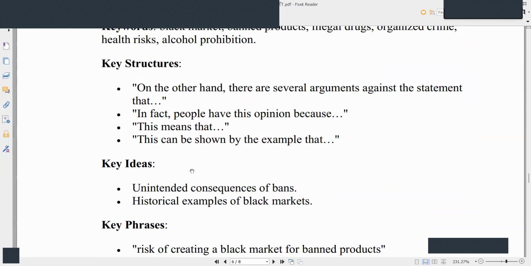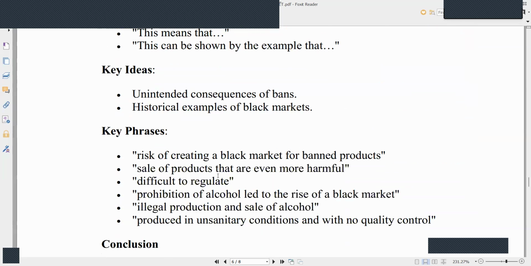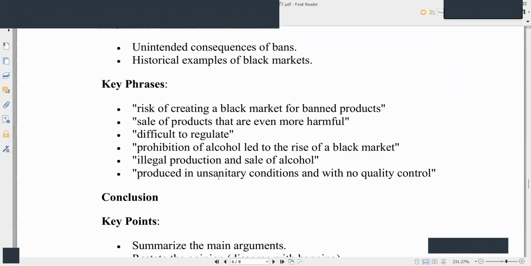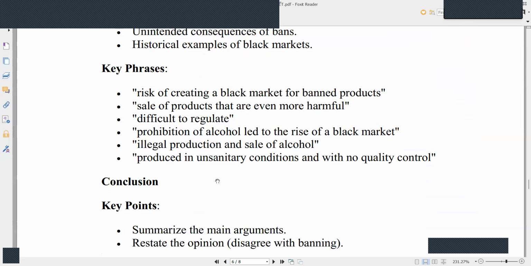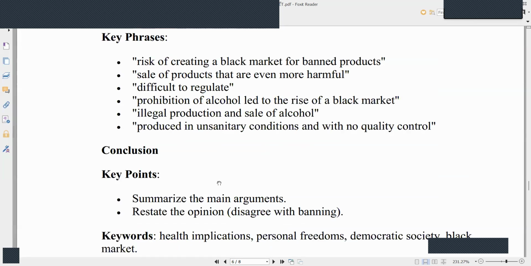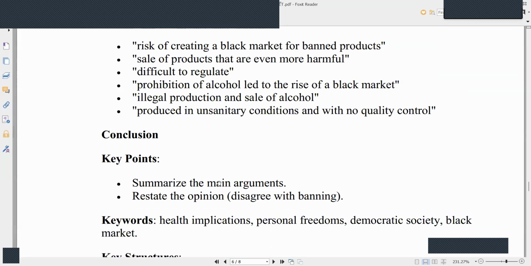Key structure: on the other hand, there are several arguments against the statement that. In fact, people have these opinions because this means that. This can be shown by the example that. Key ideas: unintended consequences of bans, historical example of black markets. Key phrases: risk of creating a black market for banned products, sale of products that are even more harmful, difficult to regulate, distribution of alcohol led to the rise of a black market, illegal production and sale of alcohol, produced in unsanitary conditions and with no quality control.